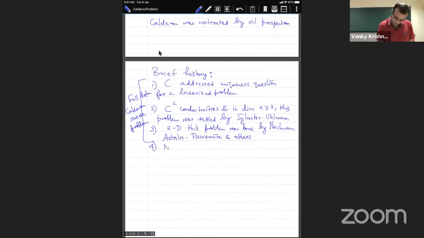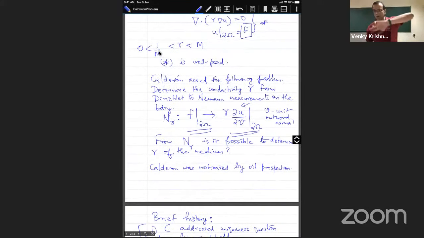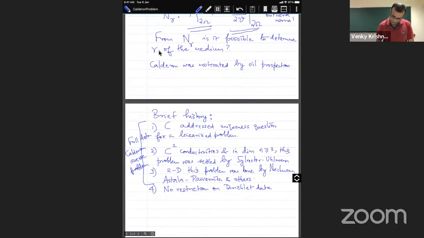So no restriction on Dirichlet data. That is, my f is allowed to be supported anywhere on the boundary, right? There is no restriction on the support. And Neumann data, which is gamma du/dnu, the outgoing current flux, is measured only on slightly more than half of the boundary.